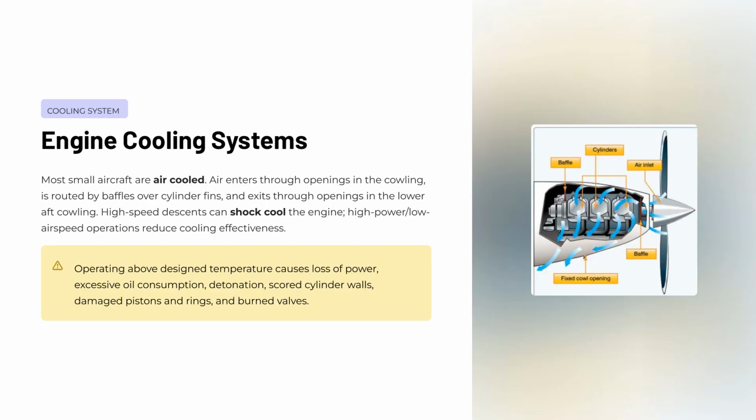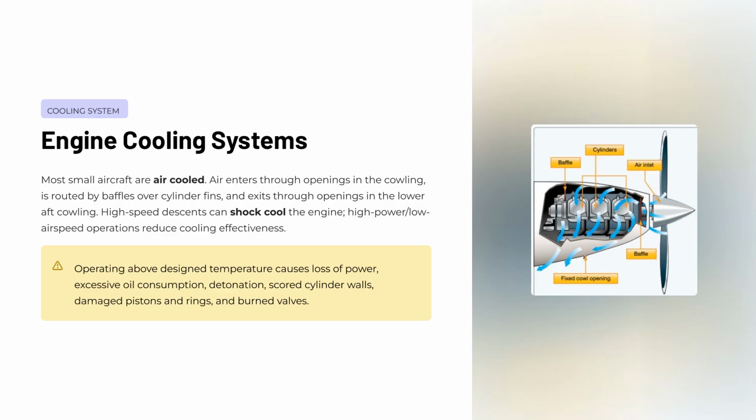Most small aircraft engines rely on air cooling rather than liquid cooling systems. Outside air enters through openings in the engine cowling, where internal baffles direct that airflow across the cylinder cooling fins, and then it exits through openings in the lower rear portion of the cowling. This design is simple and effective, but it depends heavily on proper airflow management during flight operations.